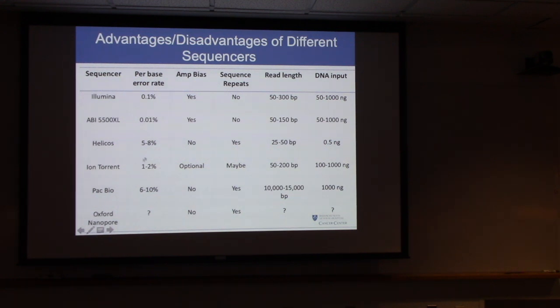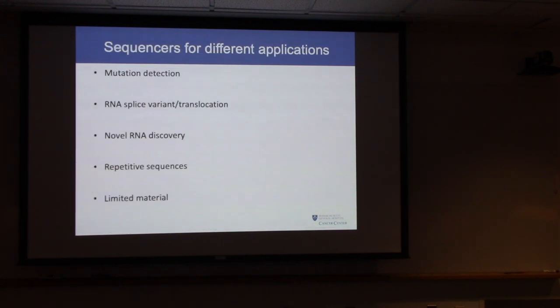Ion Torrent, we do have one in the Cancer Center. No one actually uses it. This is the workhorse that Thermo Fisher sells. PacBio, like I said, is now owned by Illumina, and then there's Oxford Nanopore. So there are different types of read length, different amounts of DNA input, and amplification bias. We'll go into these things in detail in the class.